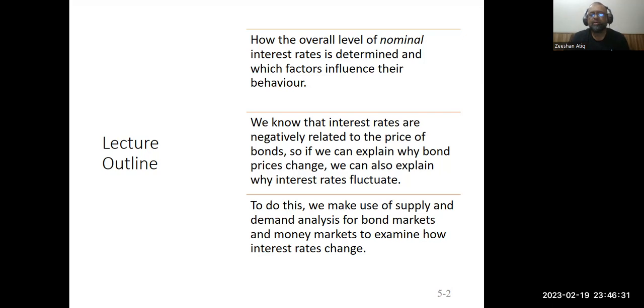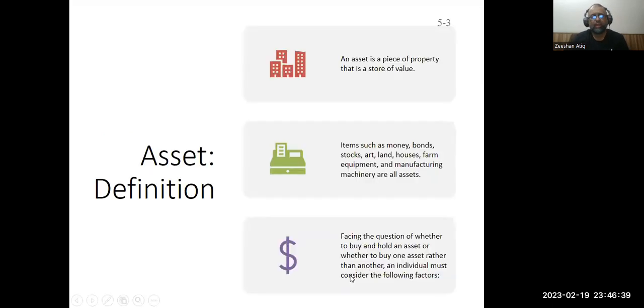To do this, we're going to use the supply and demand mechanism, a very simple kind of mechanism that is used for different kinds of analysis and determination of prices. Before going into that particular kind of analysis, we need to understand the definition of asset. An asset has some kind of property; the basic property of the asset is that it is used as a store of value.